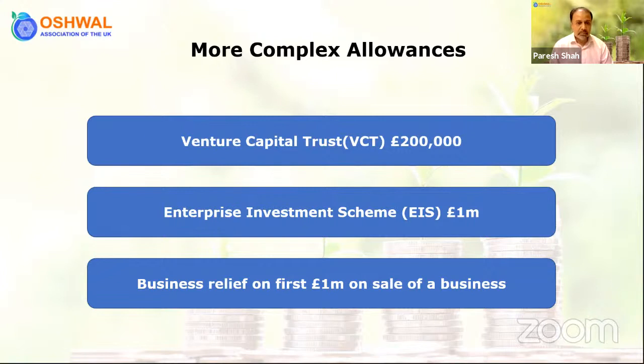Enterprise investment scheme, again, investing in newly formed companies, very young companies, you can invest up to £1 million a year. Again, you get 30% tax relief on your investment.